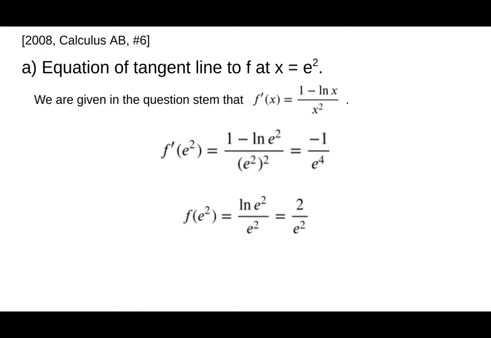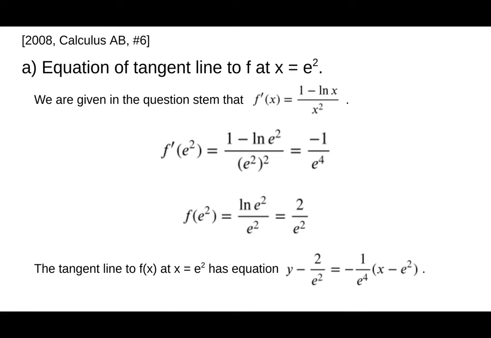The easiest way to get this tangent line is to just put it into point slope form. So the tangent line to f at x equals e squared would have equation y minus 2 over e squared equals negative 1 over e to the 4th times x minus e squared. Totally acceptable way to write the equation for this tangent line.